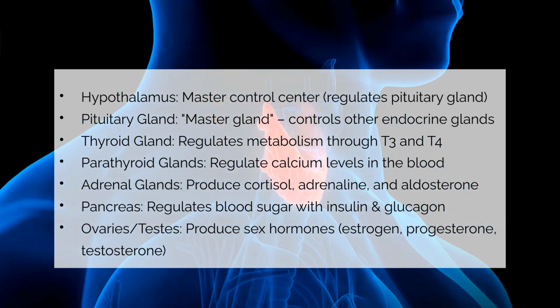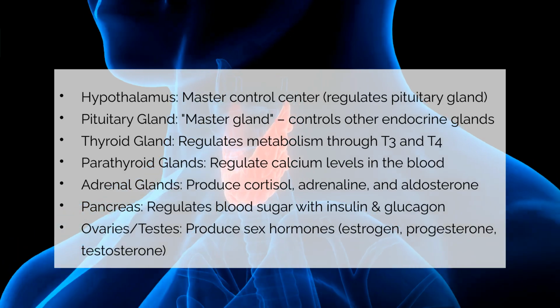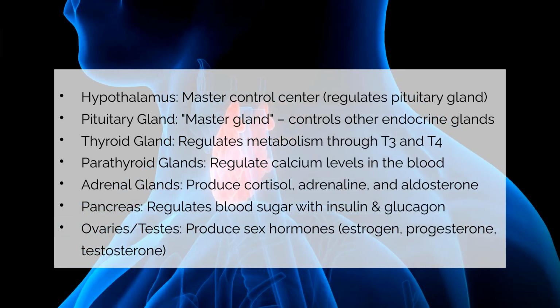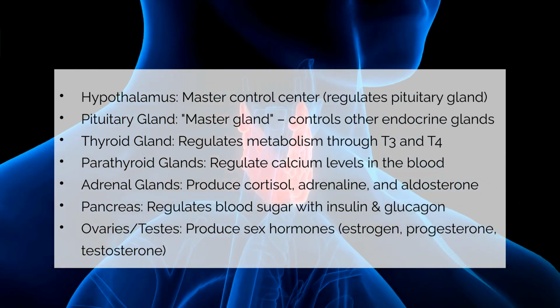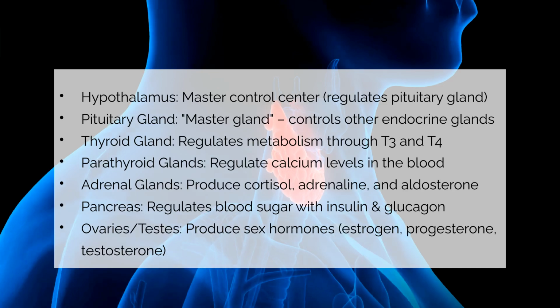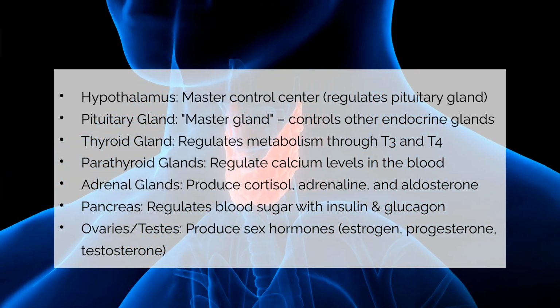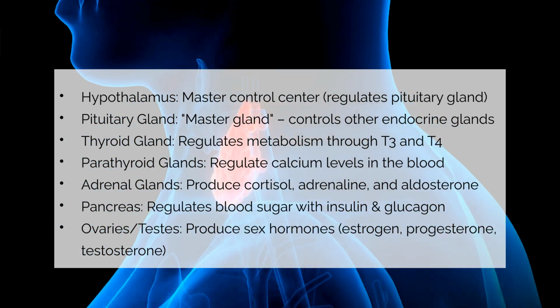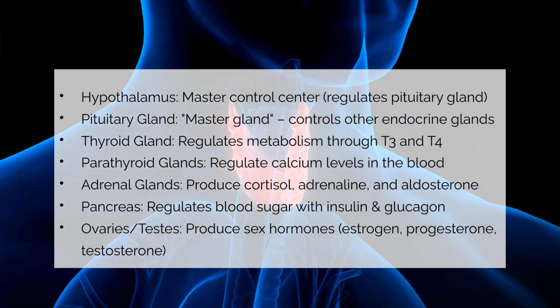Adrenal glands. These sit on top of the kidneys and produce hormones like cortisol, stress response, and adrenaline, fight or flight response, as well as aldosterone, which helps regulate salt and water balance. Pancreas. Located behind the stomach, the pancreas has both endocrine and exocrine functions. It produces insulin and glucagon, hormones that regulate blood sugar levels.